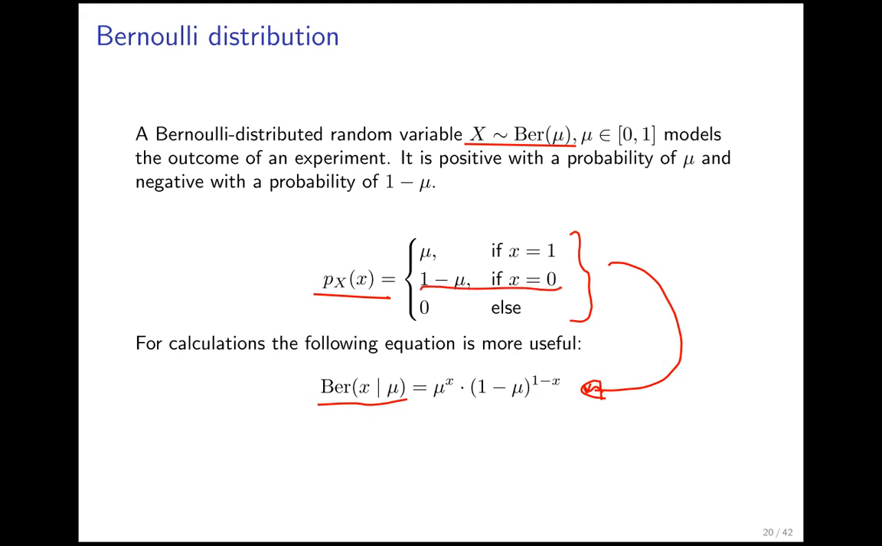And if you have x equal to 1, then it's exactly the opposite. You have mu to the power 1, which is mu, and 1 minus mu to the power of 1 minus 1, that's to the power of 0, and that's just 1. And so you have encoded this case distinction in one line, and that makes calculations easier. And that's the Bernoulli distribution. Very simple.